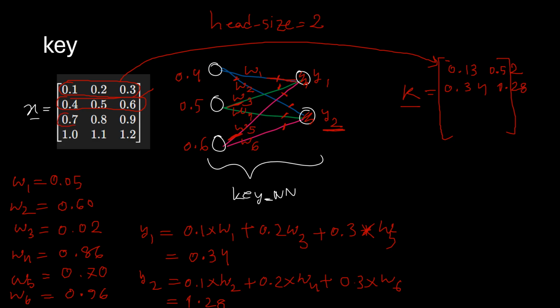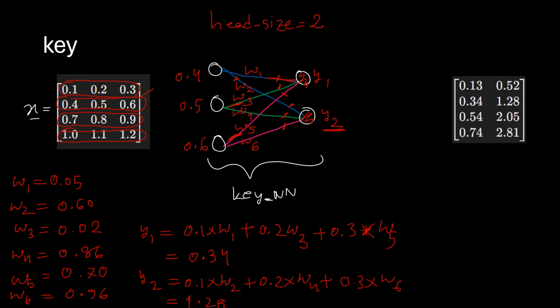Likewise, for the third row, we'll find 0.54 and 2.05 as the output of this network. For the fourth embedding vector, we'll find the output as 0.74 and 2.81 if you go through the same calculation process. So what we find finally is this. This is our final key matrix that we have gotten.